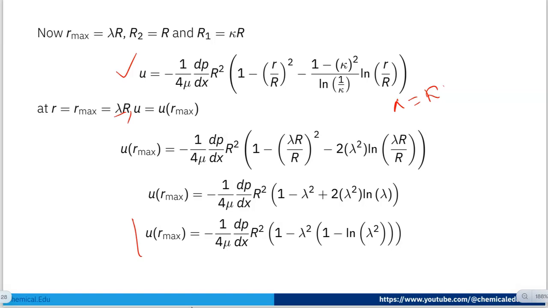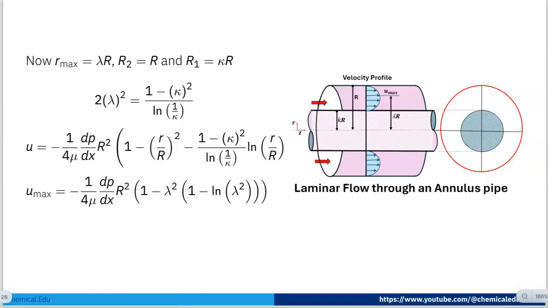Now finally, the conclusion is that if we consider this picture with these parameters, the inner pipe radius is kappa R, the outer pipe radius is R, and the location of maximum velocity is lambda R from the center line, so we will get the relationship between lambda and kappa. So this is the relation, and if you know lambda and multiply it with R, we'll get the location, then we'll get the velocity profile in terms of kappa and r. If I change kappa, we'll get that velocity profile, and then we can easily calculate the maximum velocity if we plug in r equal to r max or lambda R.